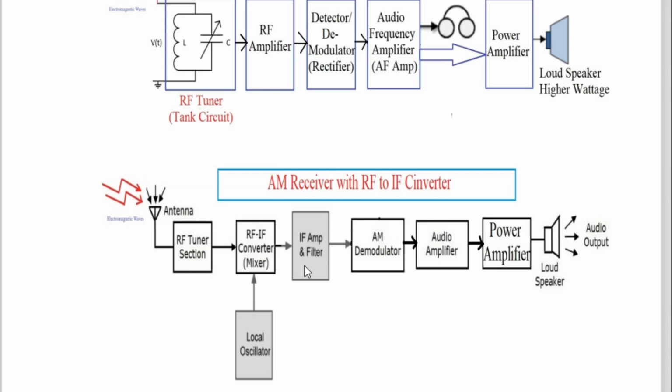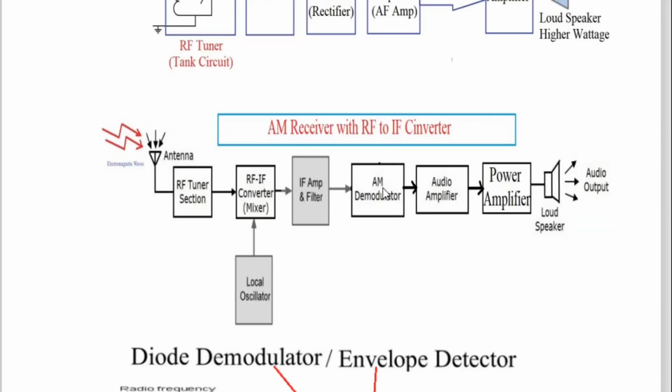If any noise is there, it will be removed, because noise has its own frequency. So this output is now given to the AM detector, meaning AM demodulator, also called AM detector and demodulator. After detecting the information signal, it is given to the audio amplifier. Then the audio amplifier's output is given to the power amplifier to drive the high wattage loudspeakers.